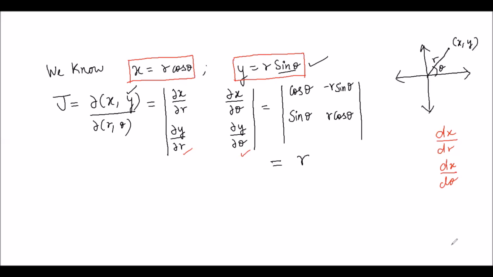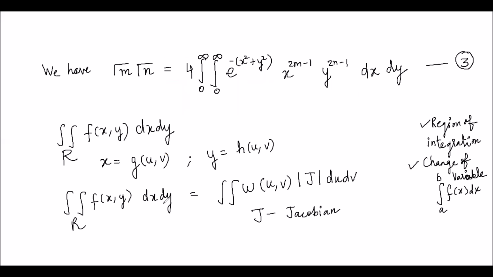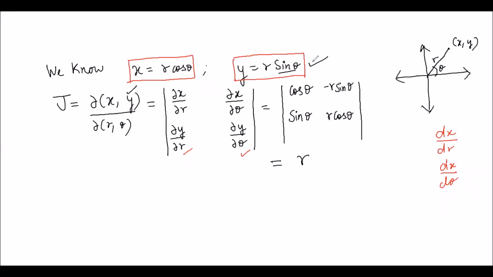Now one more thing. We can easily find out w by putting x as r cos theta and y as r sine theta. We have just evaluated the Jacobian, and that Jacobian is r. When we consider this change of variable, we are changing the variable in this way, that we consider x as r cos theta and y as r sine theta.